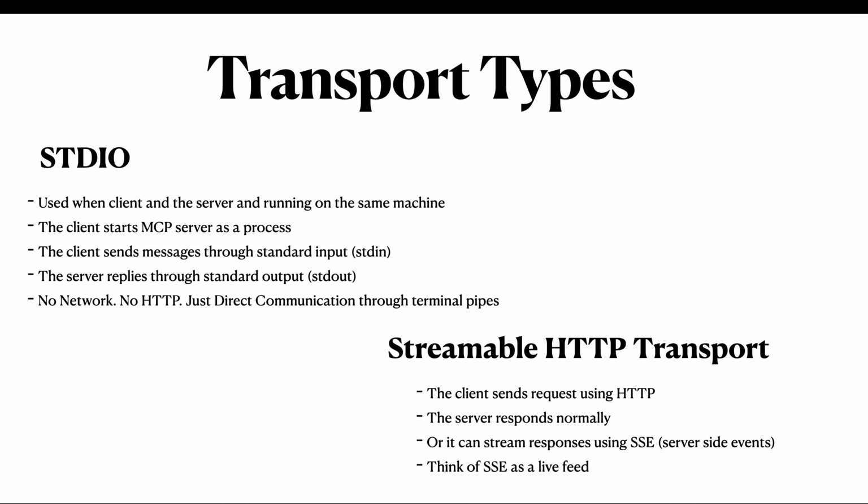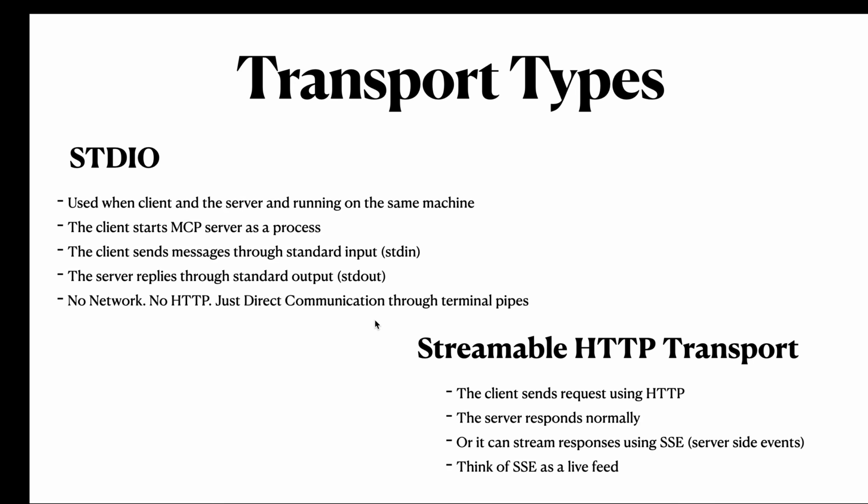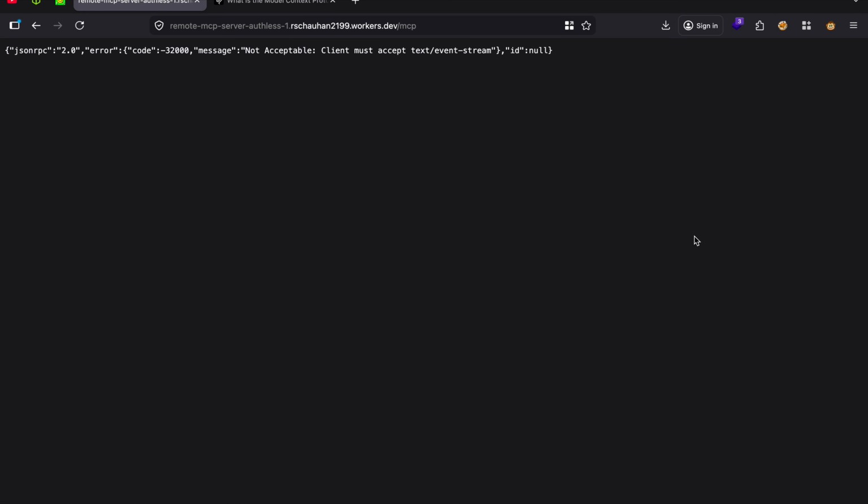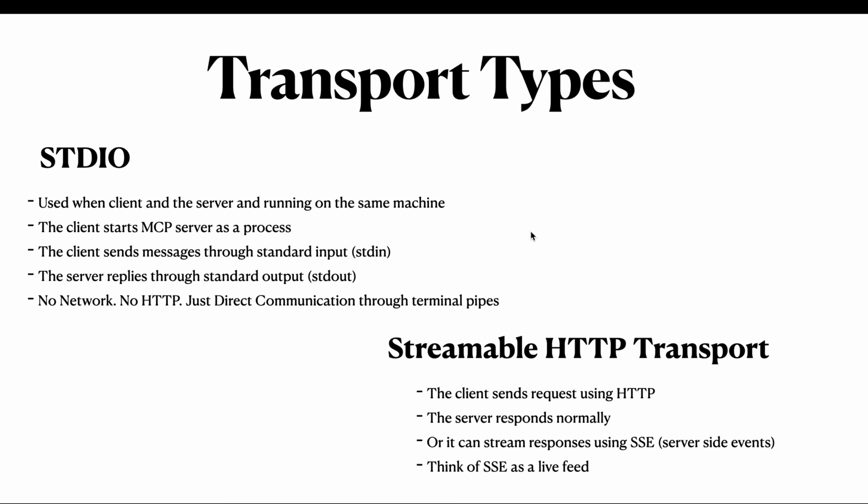Now this is where we get into Streamable HTTP transport. Here generally you will have a standalone server and an endpoint. For example, this is an endpoint and the client sends a request using HTTP. The server responds normally, or it can give streamed responses using something called SSE, which is server-sent events. What is SSE? Think of it as a live feed. So instead of sending one response and closing the connection, the server keeps the connection open and keeps sending updates.